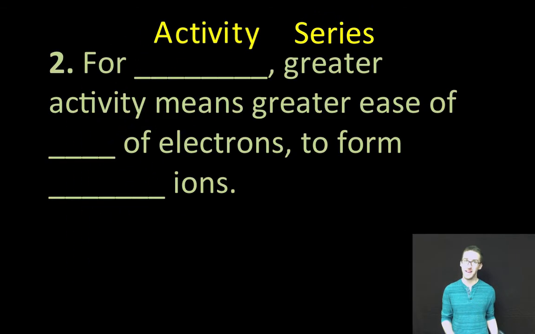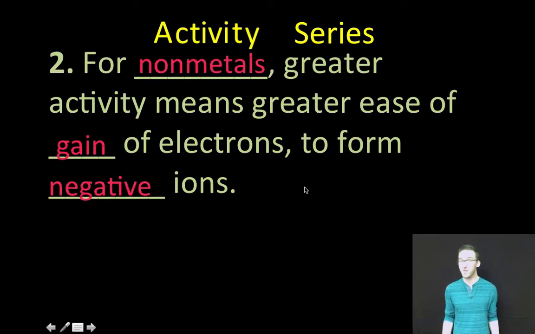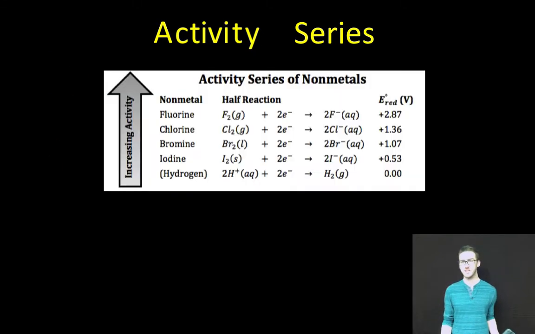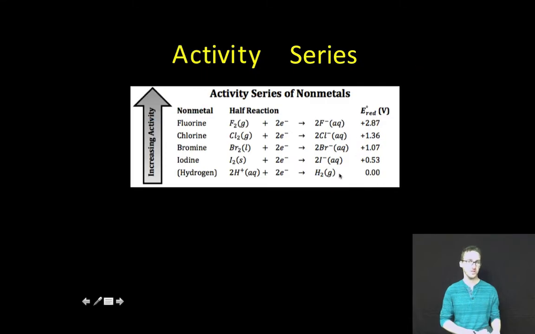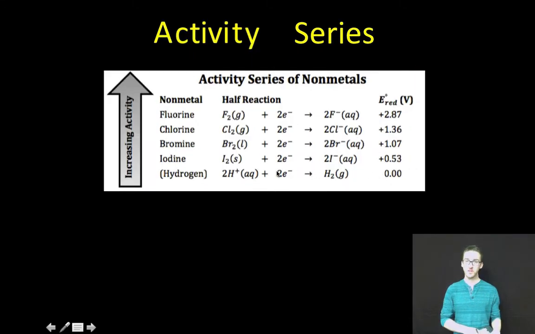We can create an activity series for nonmetals, except recognize here we're talking about gaining of electrons. And so the activity series here is organizing them in terms of ability to gain electrons and form negative ions. So take a look at your activity series for the nonmetals. Notice this time that you're provided with your activity series sort of juxtaposed with a reduction potential list. Again, hydrogen is sort of our reference point. We're comparing how easy it is for these nonmetals to gain electrons compared to hydrogen. So once again, hydrogen is our reference or our starting point.